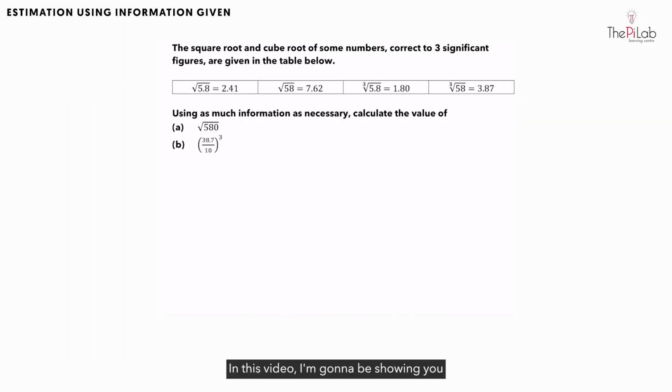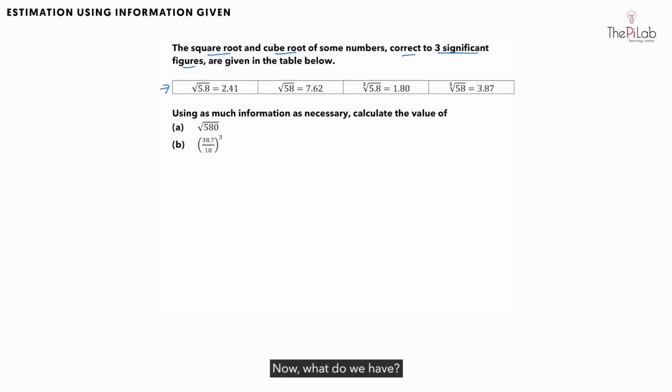In this video, I'm going to be showing you how to solve a question involving the square roots and cube roots of some numbers where we cannot use a calculator but instead, we have to rely on the information given in the table, like the one shown in the question. So let's read the question. The square root and cube root of some numbers correct to 3 significant figures are given in the table below.